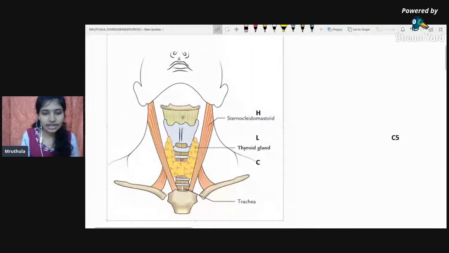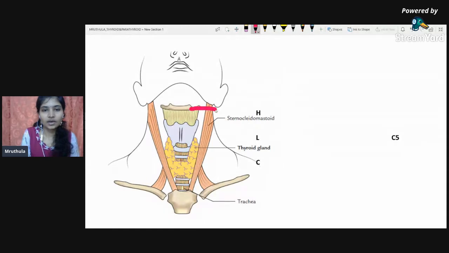So let me first tell you the structures. So first, what you're seeing here is the hyoid bone.